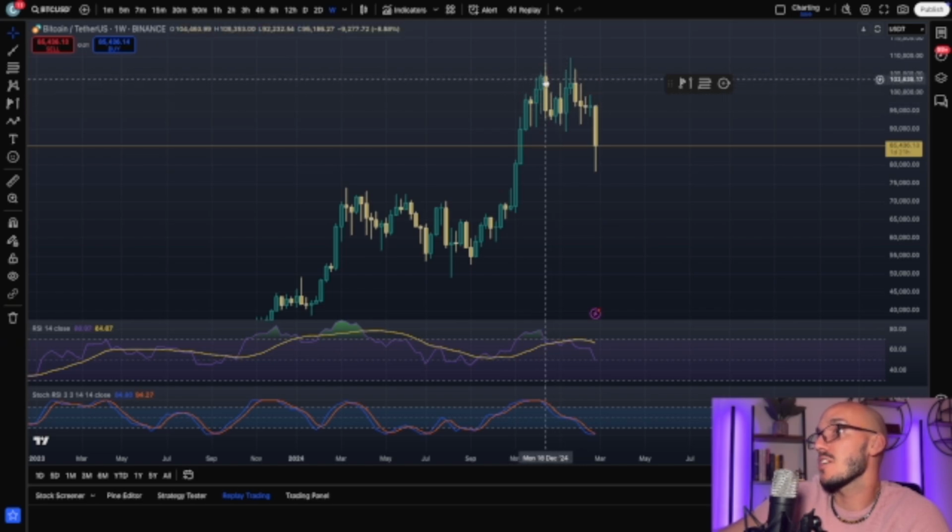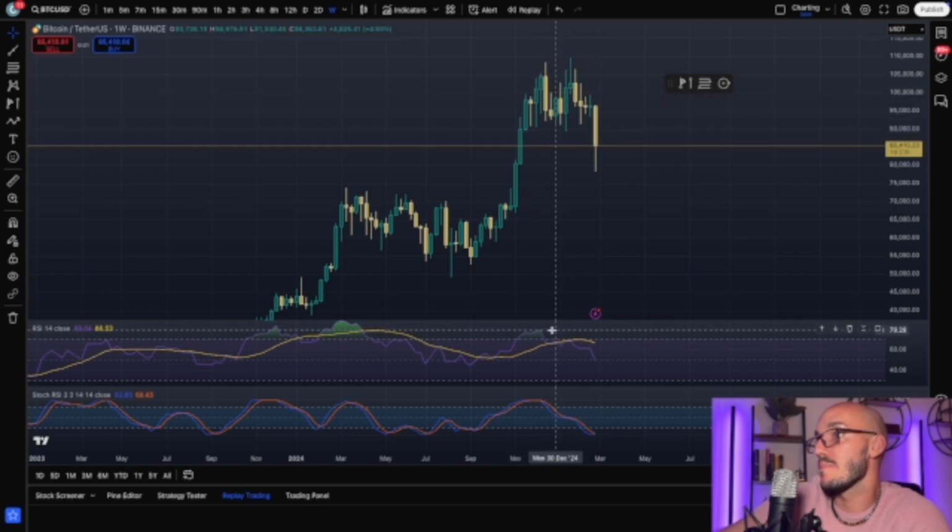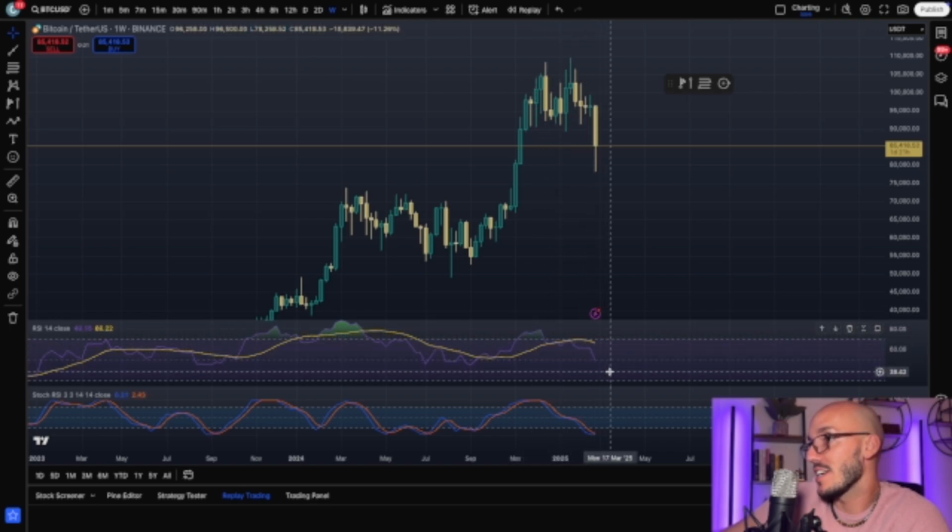And what did you see? You started to see momentum from the bulls start to die off, right? And then price action started to struggle and it started to enter a downtrend because it was very overbought. And then the bulls were passing the torch to the bears. And then the RSI is starting to trend down.